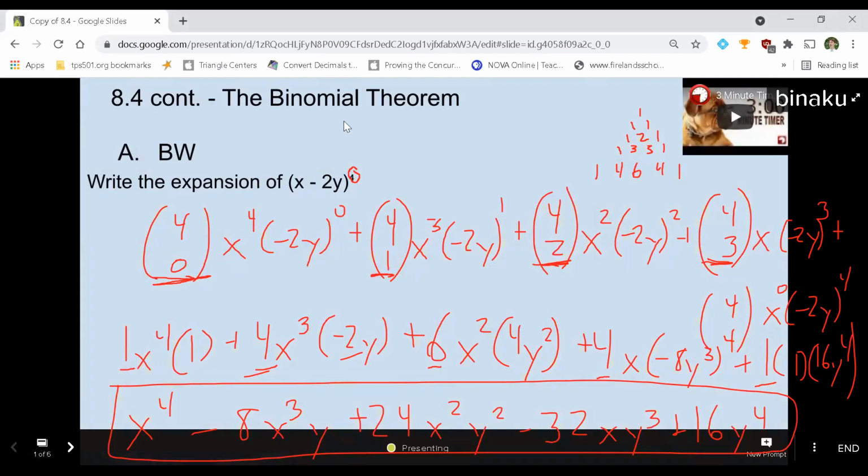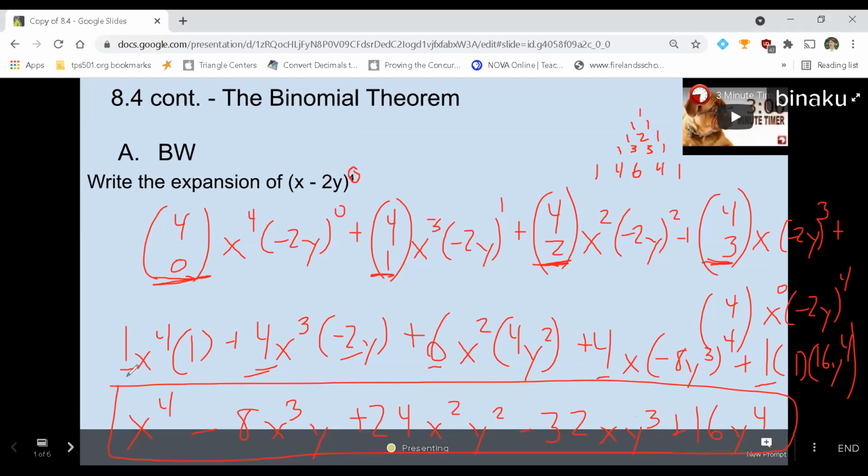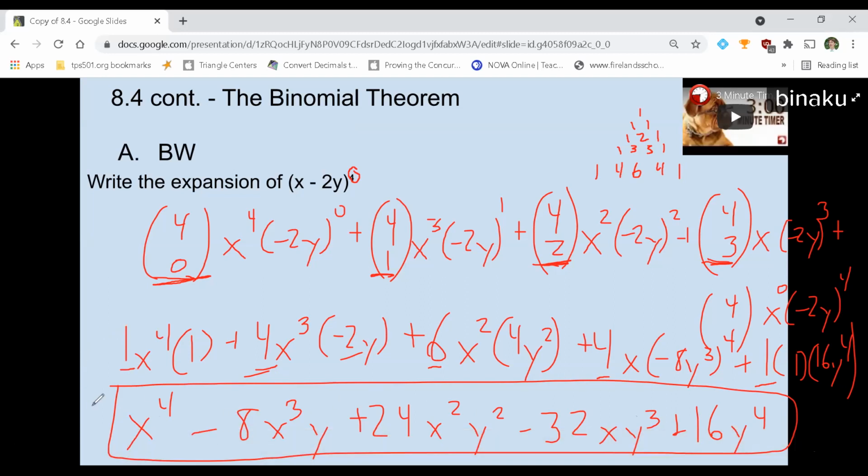Okay, so before we have you try this one more time, are we okay with how we got from this second line to the third line? That's just simplifying, multiplying 4, -2, and all that stuff.